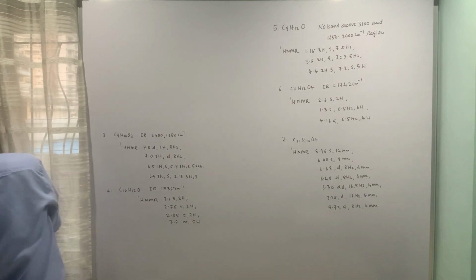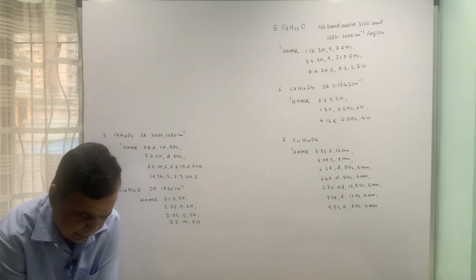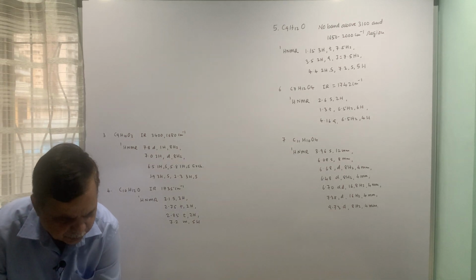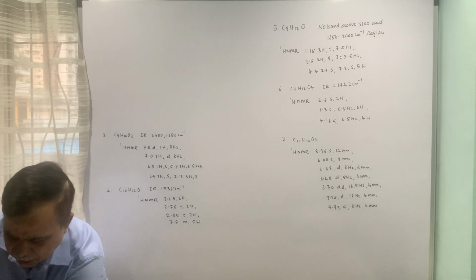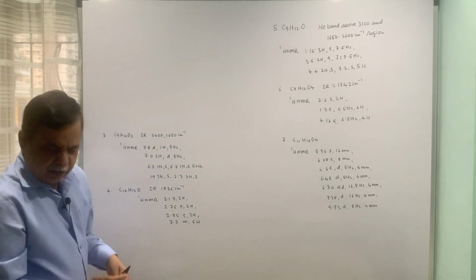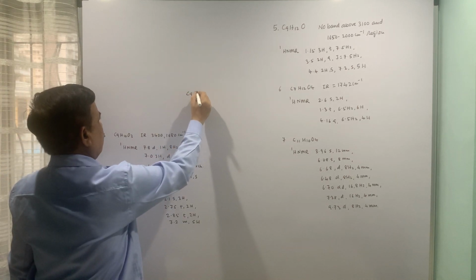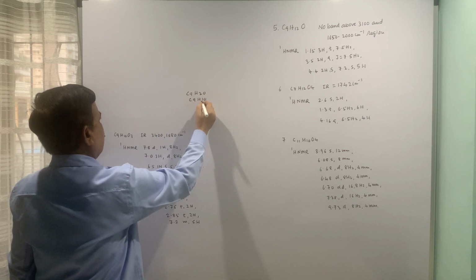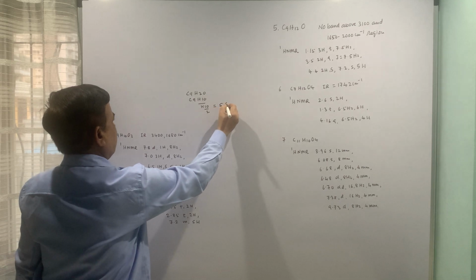Next problem, C9H10O3, once again sites of unsaturation we have to find out. C9H20, C9H10, 10 hydrogens are missing, so 5 sites of unsaturation.